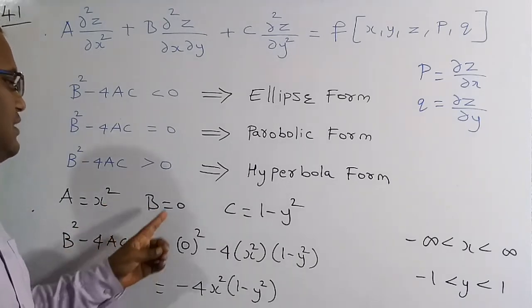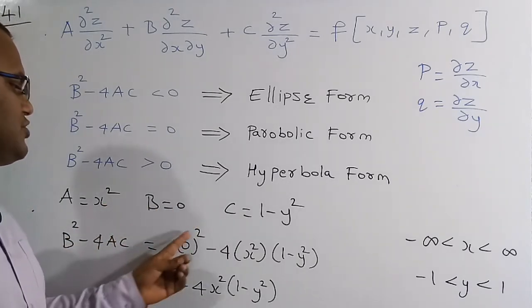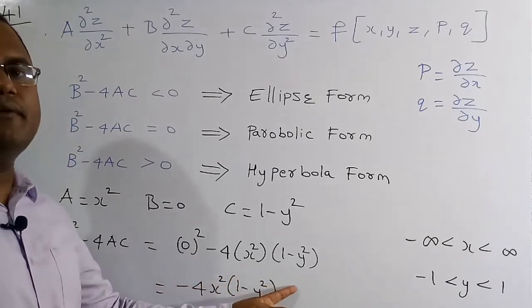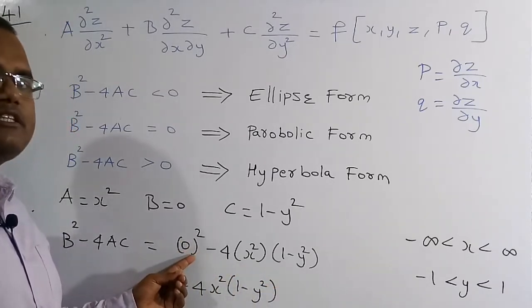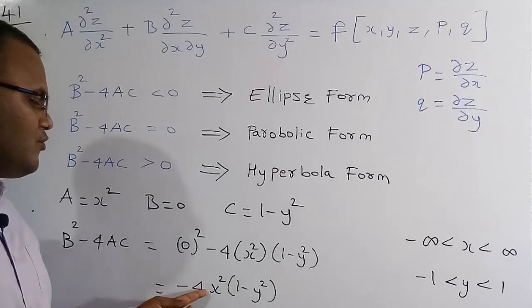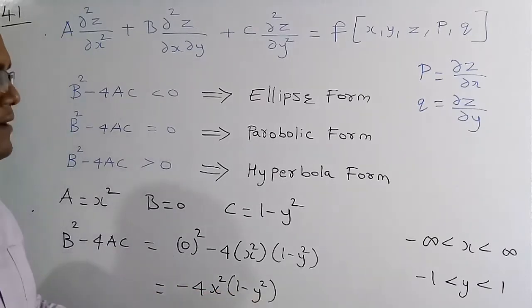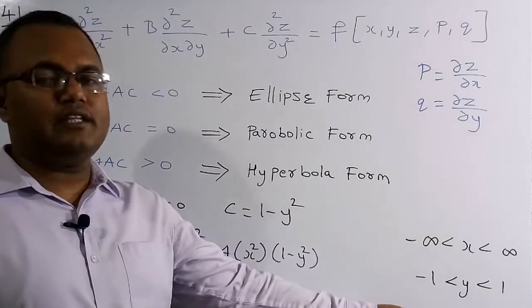So if I substitute b, a and c, then I am going to get 0 square minus 4 into x square into 1 minus y square. So here 0 square is nothing but 0. So minus of 4x square into 1 minus y square. And in the question they have also given the range of x and the range of y.